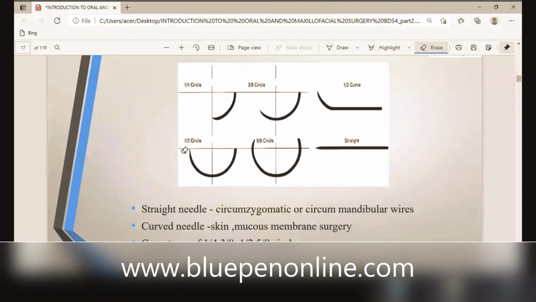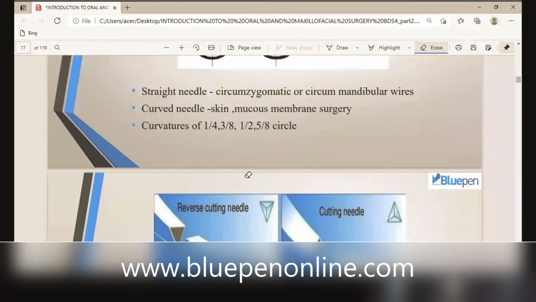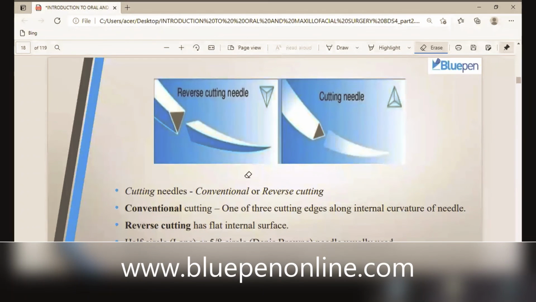These are the curvatures. You can see, right? 1/4 curvature, 3/8 curvature, 1/2 curvature, 5/8 curvature. We usually use 5/8 curvature or 1/2 curvature. These are commonly used in dentistry. Now in cutting needles, we have two types of cutting: one is reverse cutting and the other is conventional cutting.